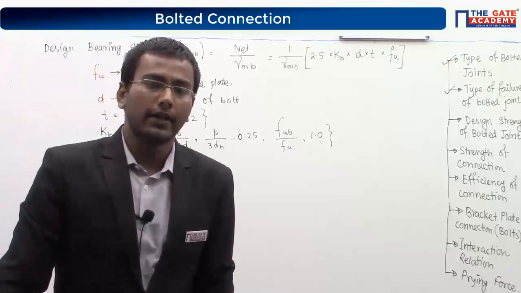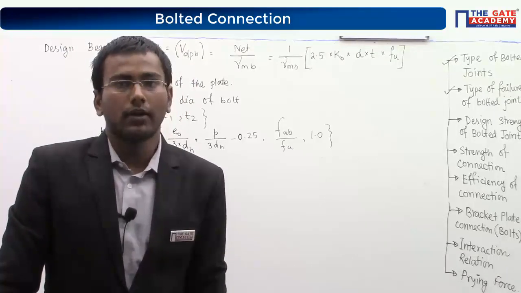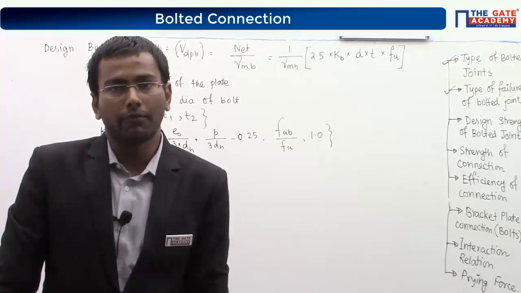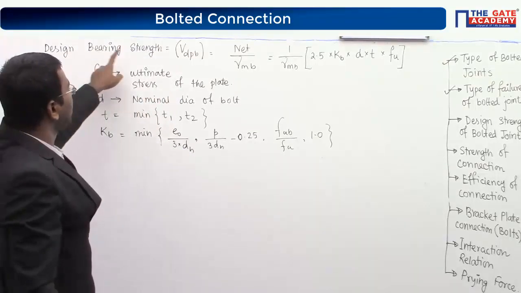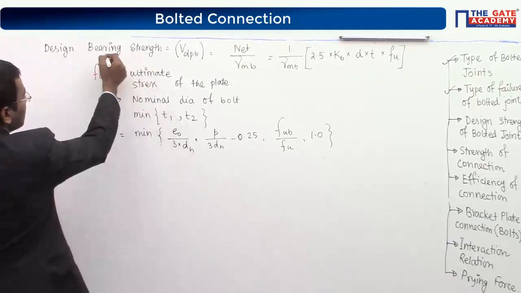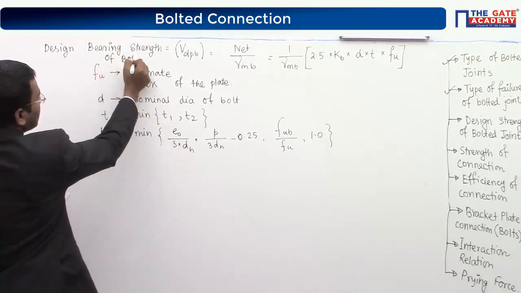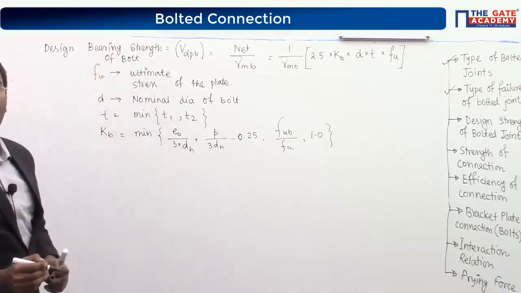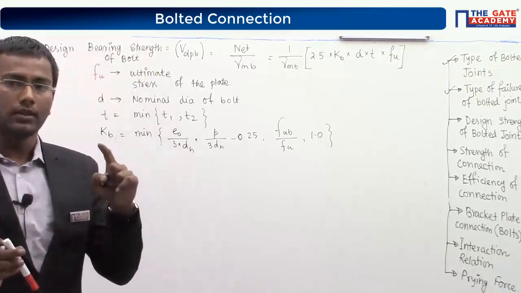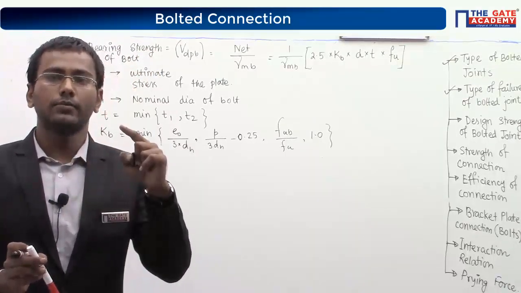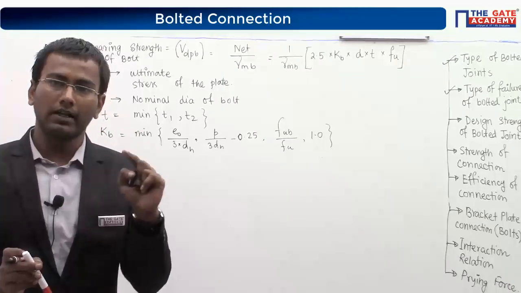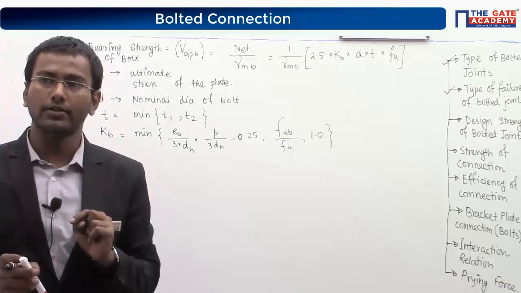Sir, we are calculating, I repeat, we are calculating the strength of the bolt. Design bearing strength of what? Of the bolt. Now, if I want to find out the strength of the bolt, what should I take? The bearing stress of the bolt multiplied by the contact area. I should take it, right?